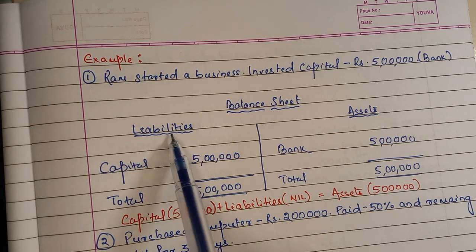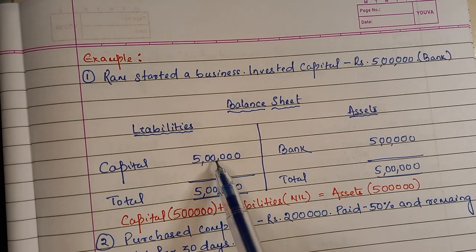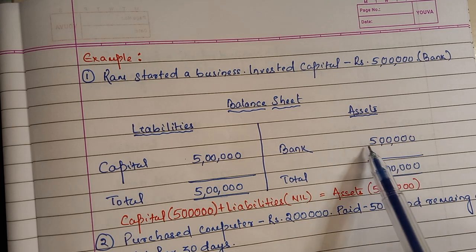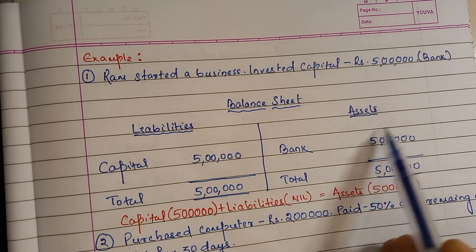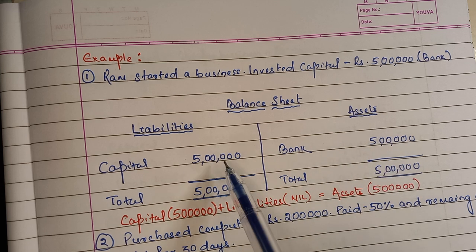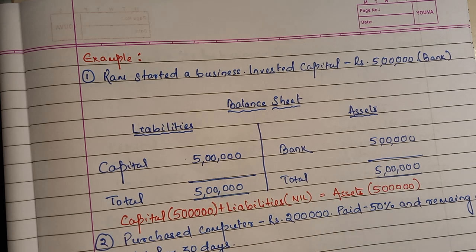Liabilities on the left side, assets on the right side. Capital is 5 lakh rupees. This is what the business is getting from Ram, correct? And at the same time, the bank balance is increasing for Ram's business, right? So the business has 5 lakh rupees cash, and at the same time 5 lakh rupees capital. Total 5 lakh and total 5 lakh of assets and liabilities.